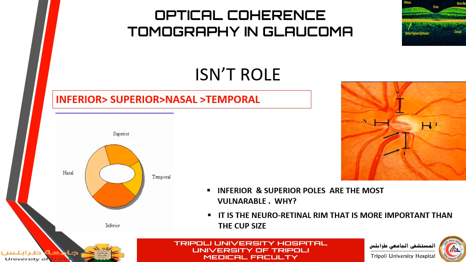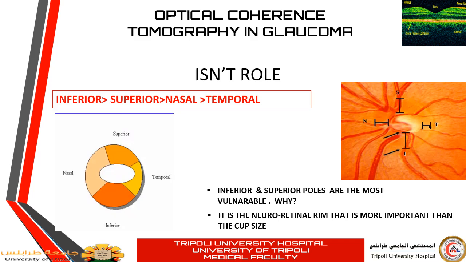Among the things that I want to revise with you before we go into a deeper-level study of the OCT, there is what's called the ISNT rule. The ISNT rule means that the inferior part of the neuroretinal rim is the thickest one, followed by the superior part, then the nasal, and the last one is the temporal part of the neuroretinal rim. And the shape of the optic disc normally is horizontally oval, and this respects the ISNT rule.